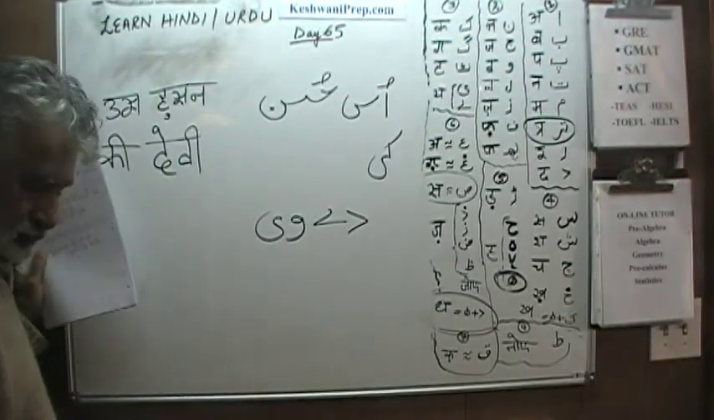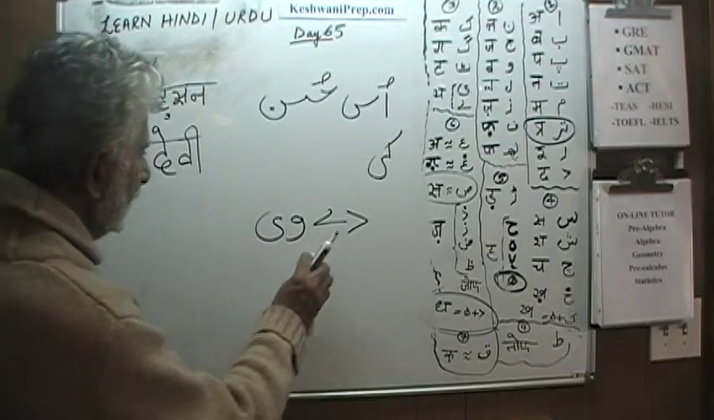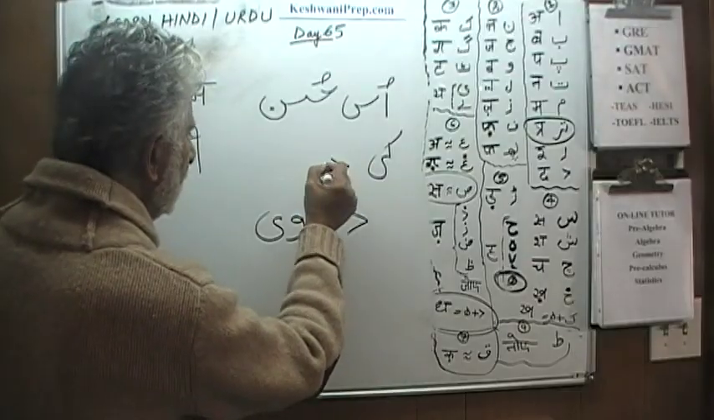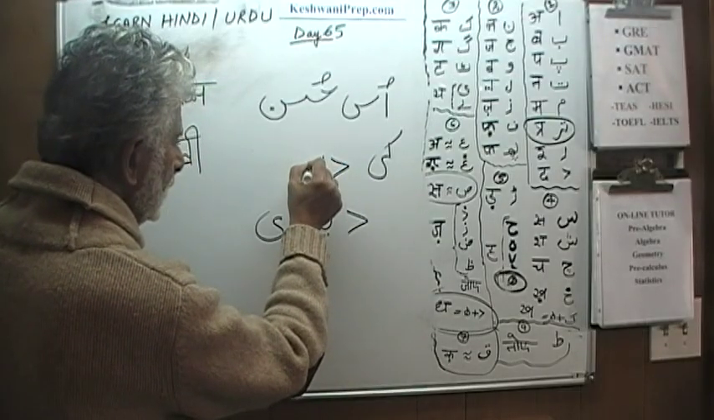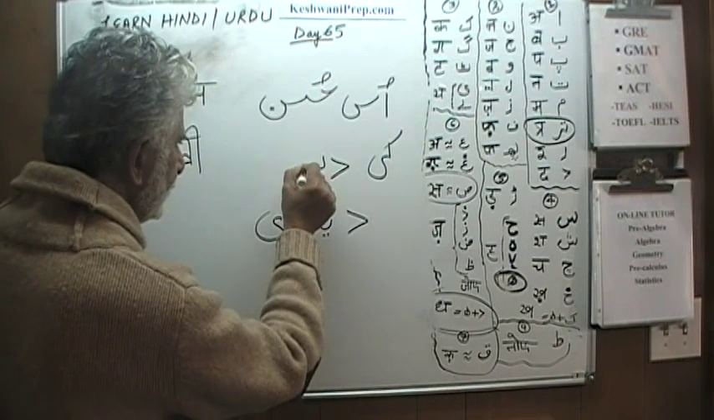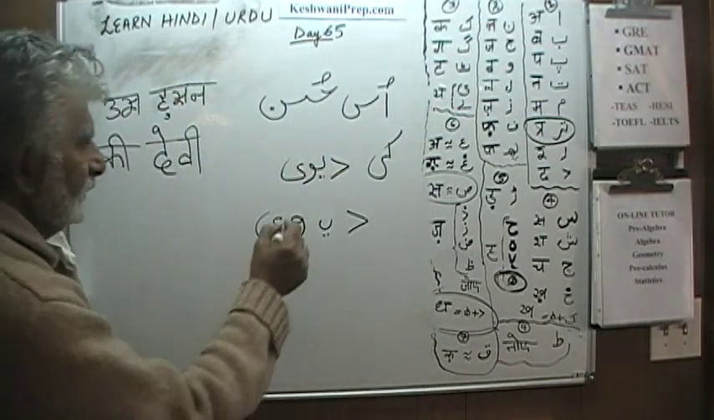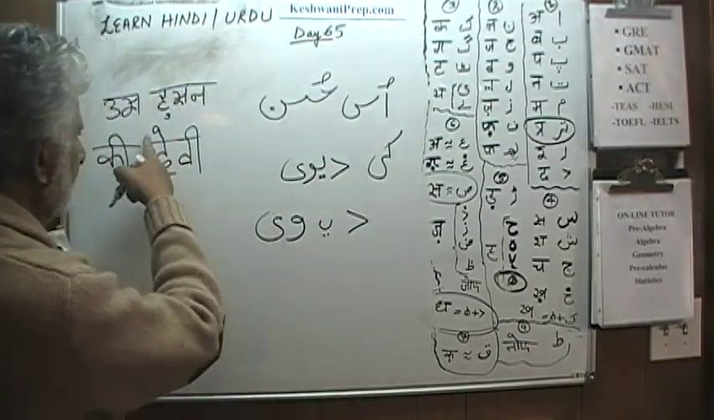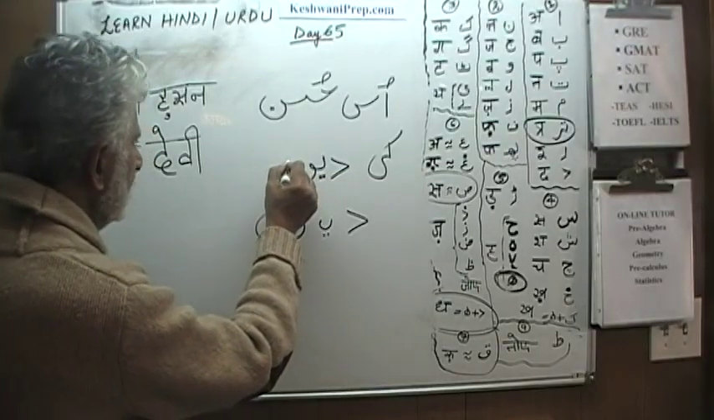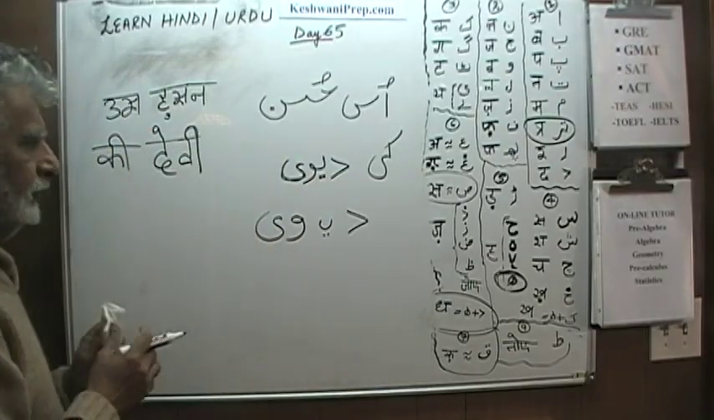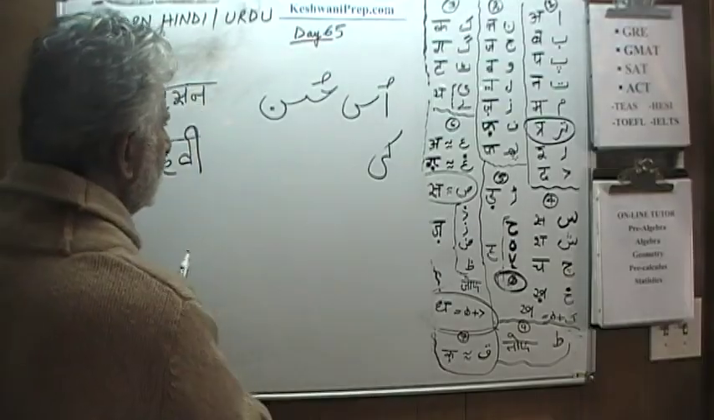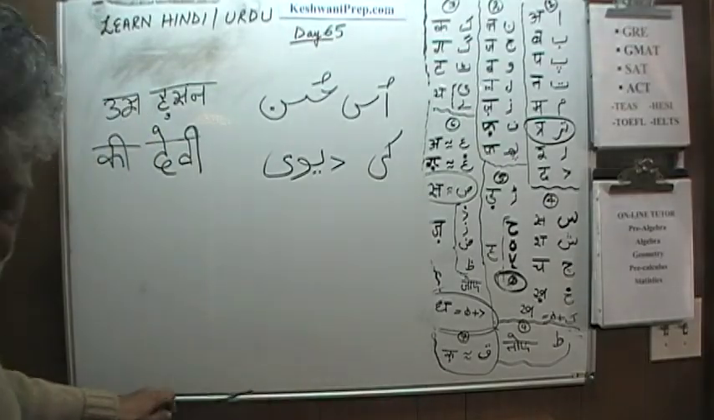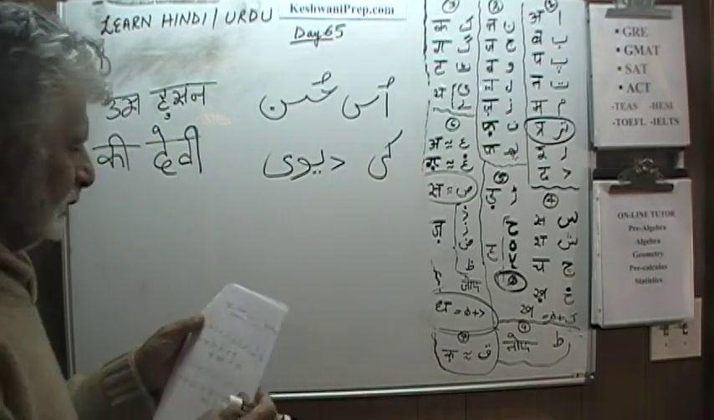Let's put it together first. What's going to happen here is this ye, because it appears in the middle, it has to take this shape. So here we go, dal, and then the ye, but then the vav combines here. This part that you see there is your ek ki matra. And then this choti ye is your badi ek ki matra, Devi. Let me rewrite it. Us husn ki Devi ne.